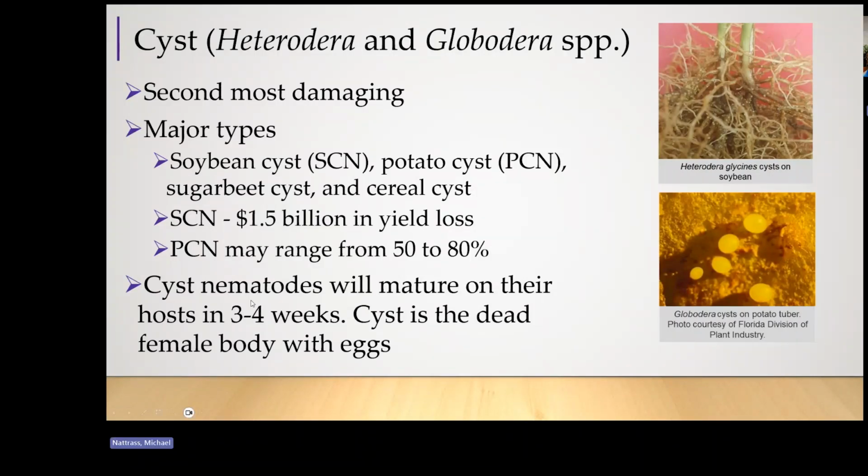And essentially, what this is, this cyst nematode is the dead female body with those eggs. And so once those eggs mature, this cyst will open up, it will pop, and it will increase the number of nematodes that you have now. So you don't know how many nematode cells are in these little cysts, but it's an opportunity. It's an energy source for feeding those eggs.